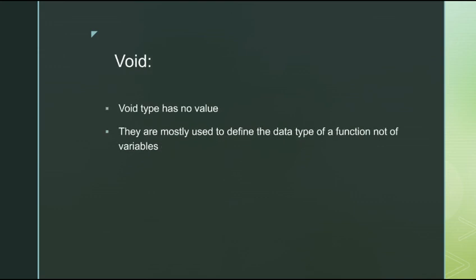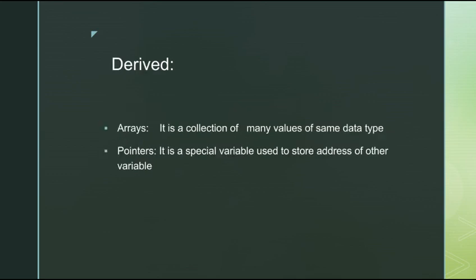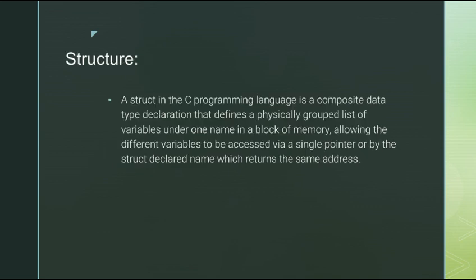Float. A float data type is used to store any fractional value. It generally occupies 4 bytes of memory. Void. Void type has no value. They are mostly used to define the data type of function, not of variables. Function has its own data type, which denotes its return data type. So if a function returns nothing, then it is denoted with void. So void cannot be used to define the data type of variable.